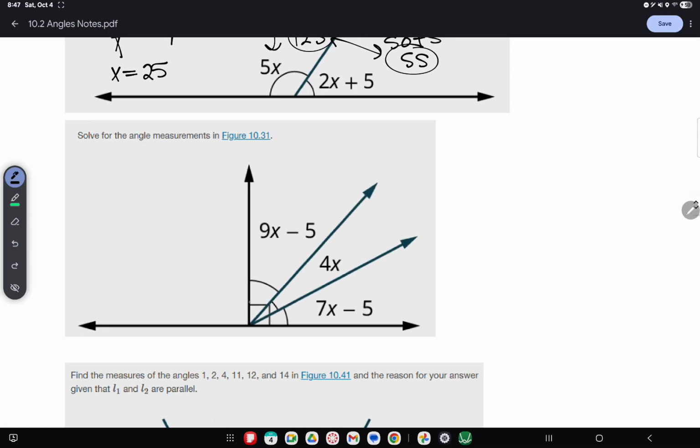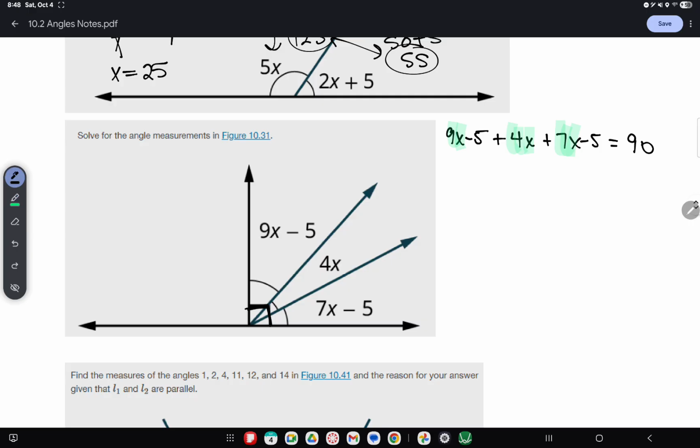Now here, these angles add to give 90. It has this little square here telling us that's 90 degrees. So we can add all three of these up: 9x minus 5 plus 4x plus 7x minus 5, and that equals 90. So we'll combine some like terms. Anything that has an x, we will combine.